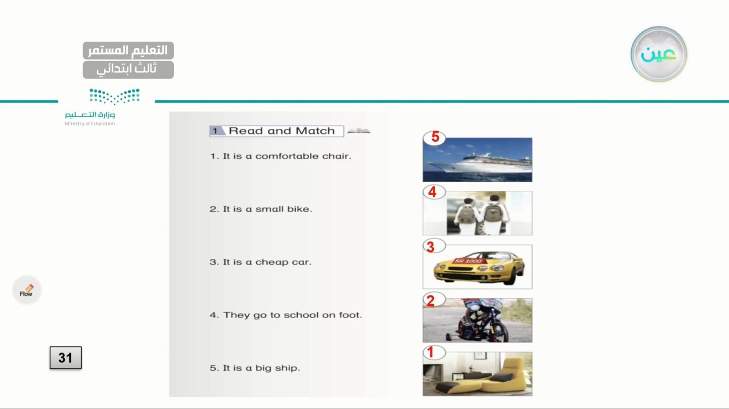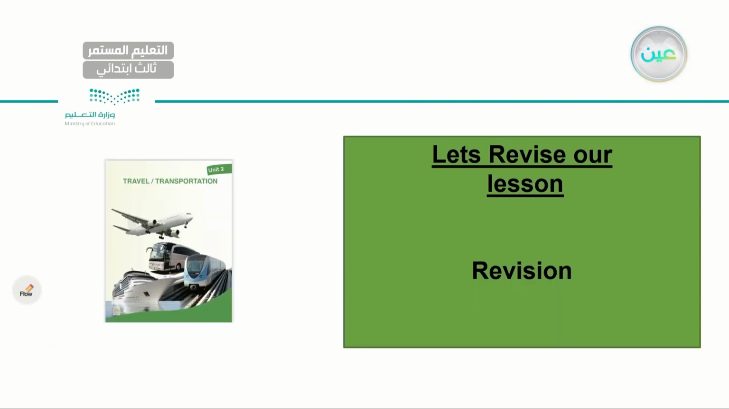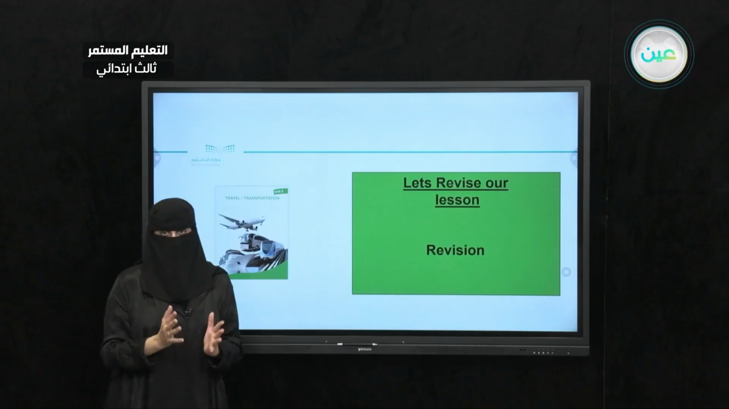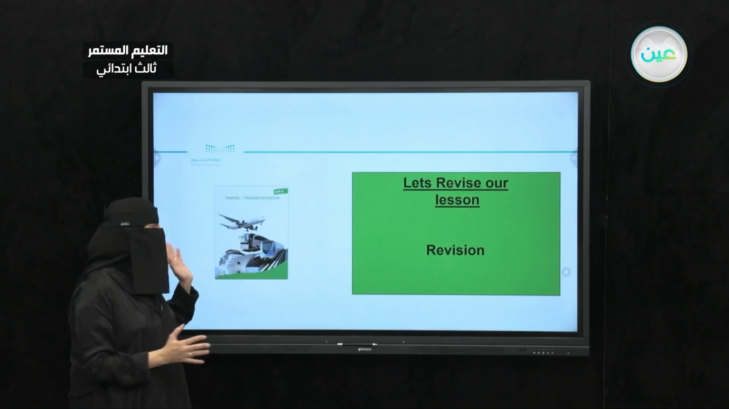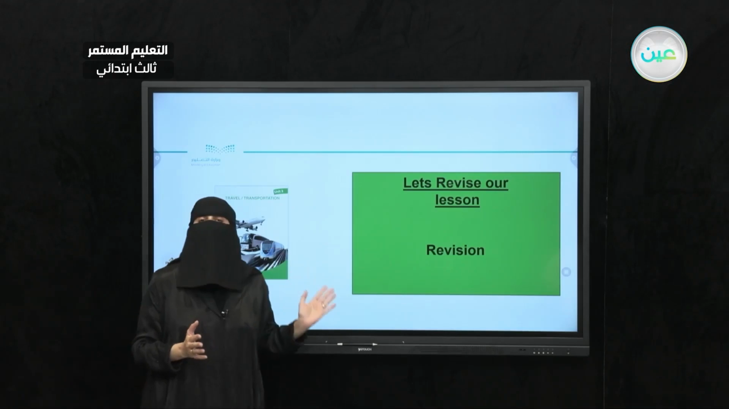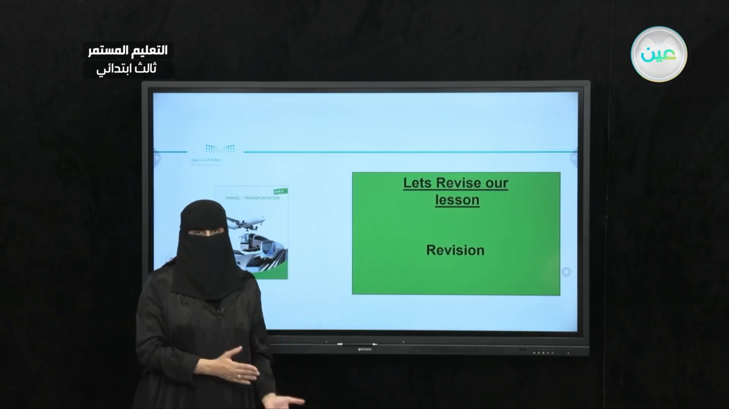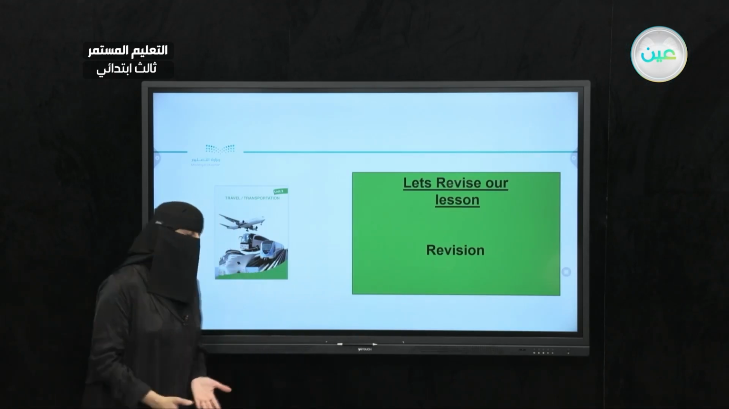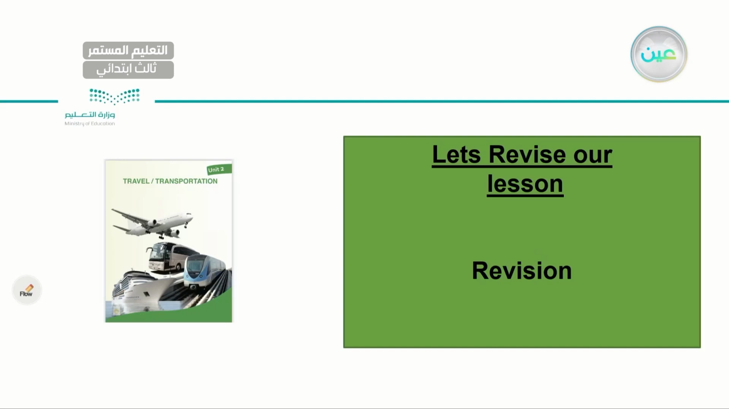Make sure you write the correct answers in the correct place. Remember, this is at page 31. So let's revise what we have learned in this lesson. Here we try to cover some of the information that we learned at this unit, travel and transportation. Make sure you complete the exercises as at page 30 and page 31. And for the next lesson, we will be carrying on trying to cover some of the information in this unit as well.